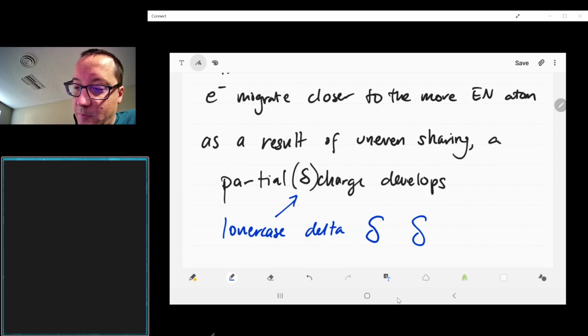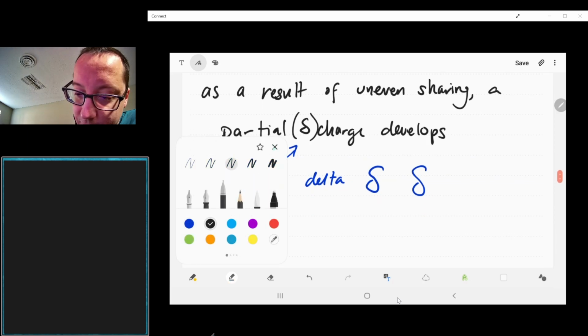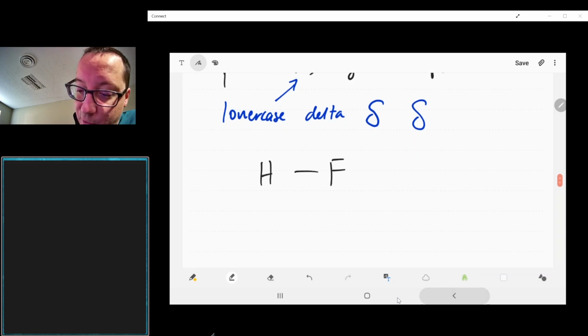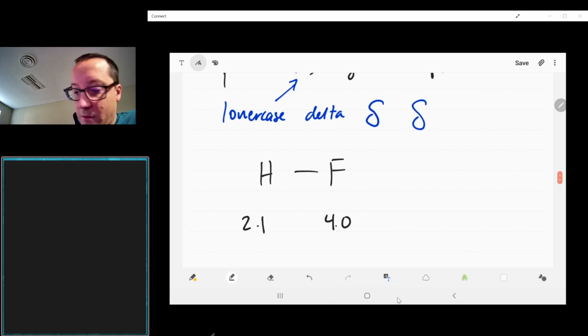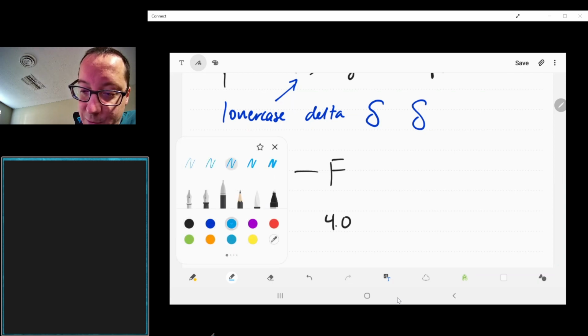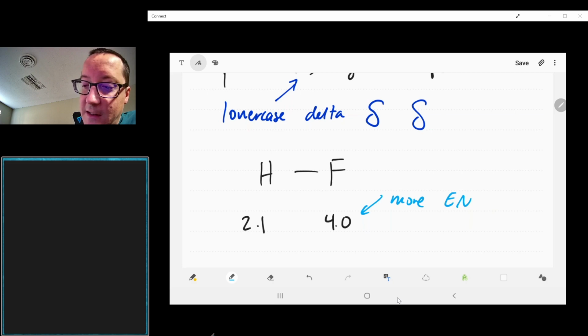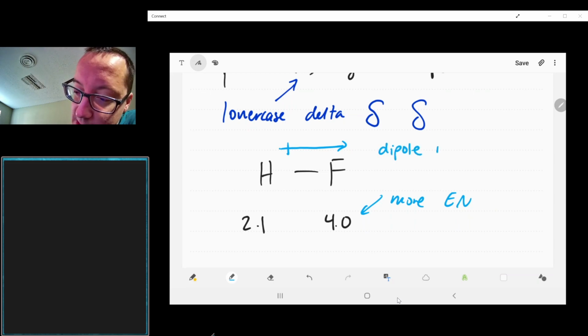So we're going to see that if we look at that HF, make it nice and big here, fluorine has an electronegativity of 4.0, hydrogen is 2.1. So fluorine is going to be more electronegative, which it should be. Fluorine is the most electronegative. And as a result, it is going to kind of draw the electrons towards itself. And we indicate this with a fancy little arrow called a dipole moment.